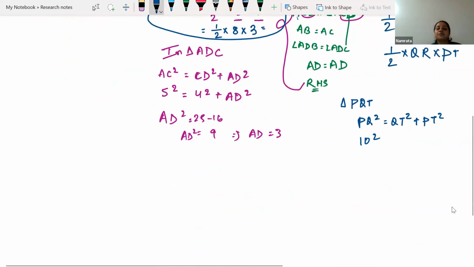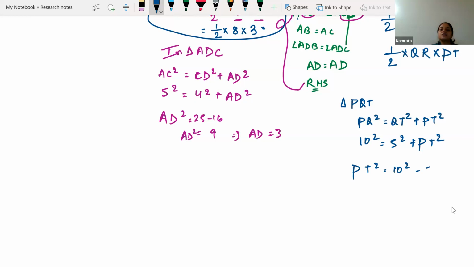QT is 5, and PT square I am writing as it is. PT square will be 10 square minus 5 square, that means 100 minus 25, that means 75. Is it so? Now PT will be under root 75.